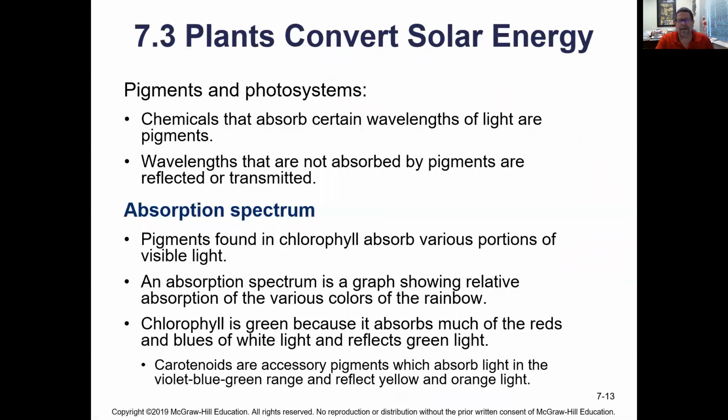Now, your next part of the chapter talks about these photopigments and the photosystems, okay? And I'm going to try my best to explain it. I think I did a pretty good job in class. So a lot of this is going to be reviewed, but hey, it never hurts to hear the same thing twice.